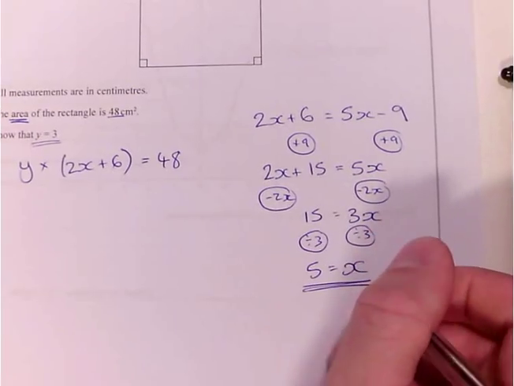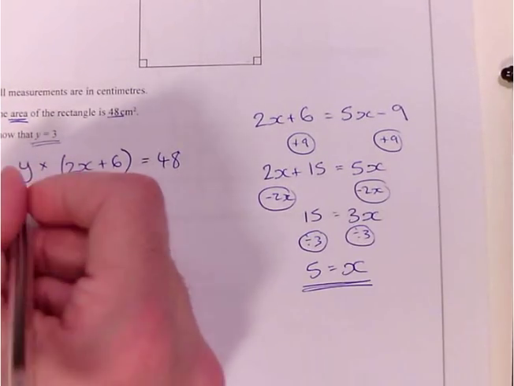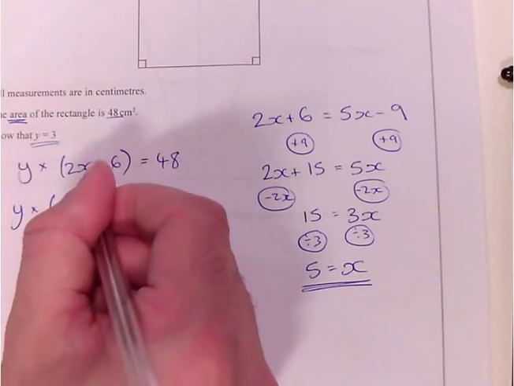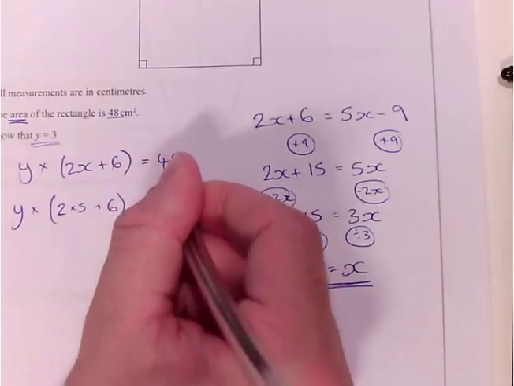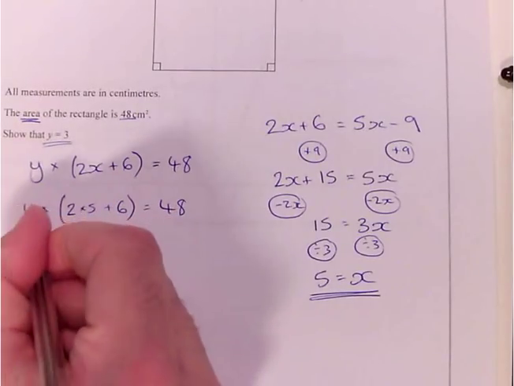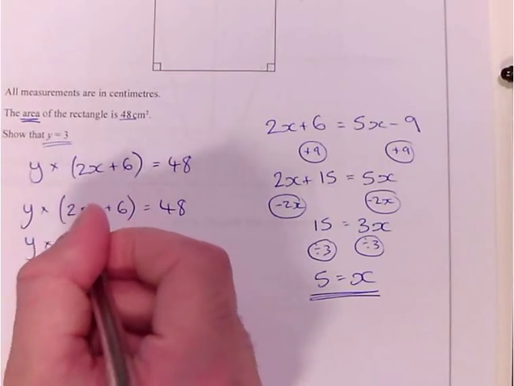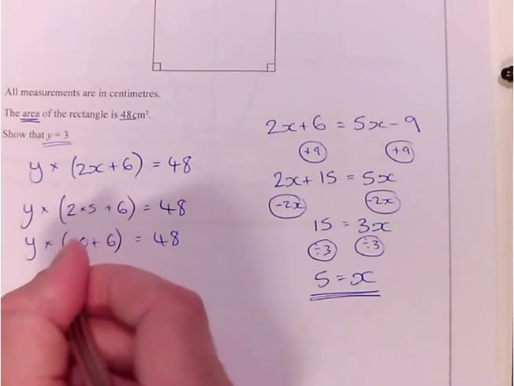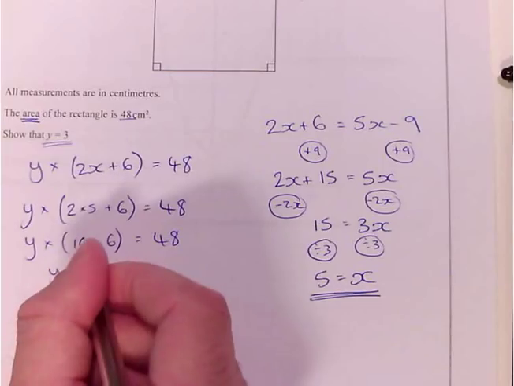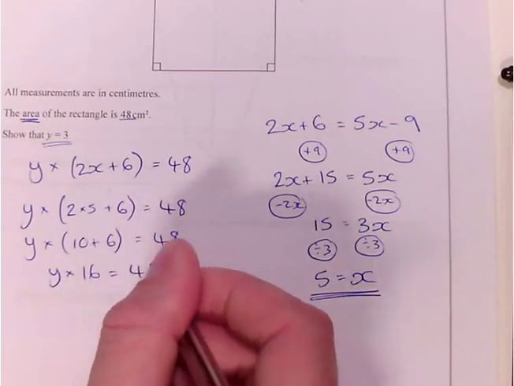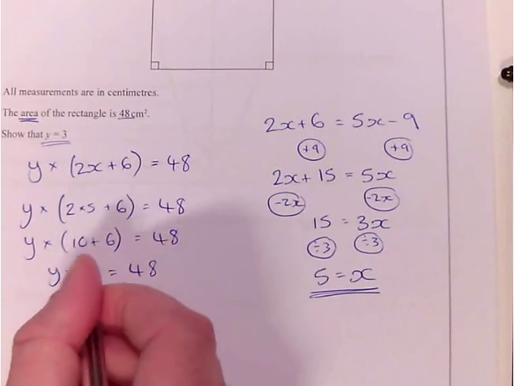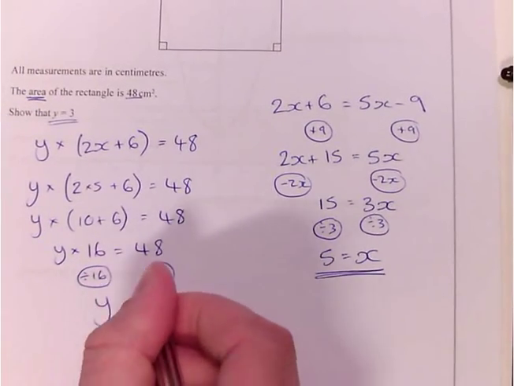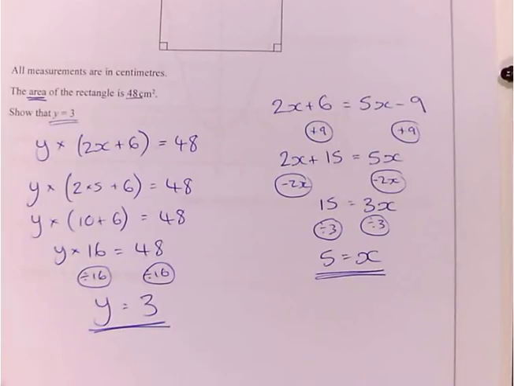I can now use that information over here. y times 2 lots of 5 plus 6 equals 48. y times 10 plus 6 equals 48. y times 16 equals 48. Divide both sides by 16, y equals 3. I have proved it, 4 marks.